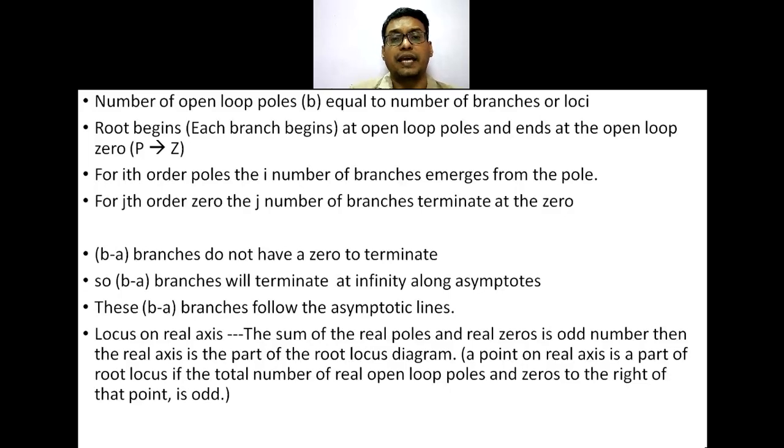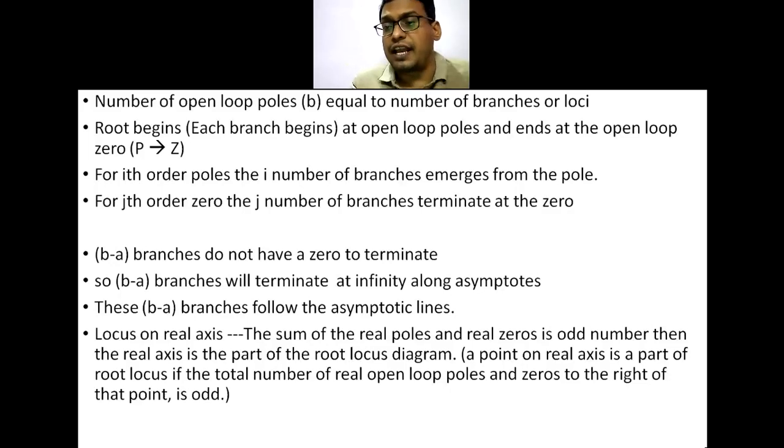So B minus A branches will terminate at infinity along the asymptotes. B minus A branches which do not have zeros to terminate, and that is why they have to terminate at infinity along the asymptotes. So for that purpose you have to draw the asymptotic lines, and the locus on the real axis: if the sum of real poles and real zeros is an odd number, then the real axis is part of the root locus diagram.